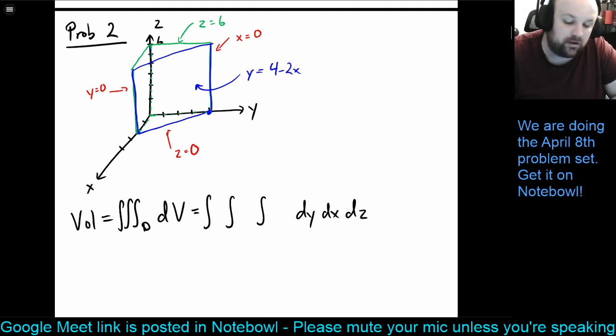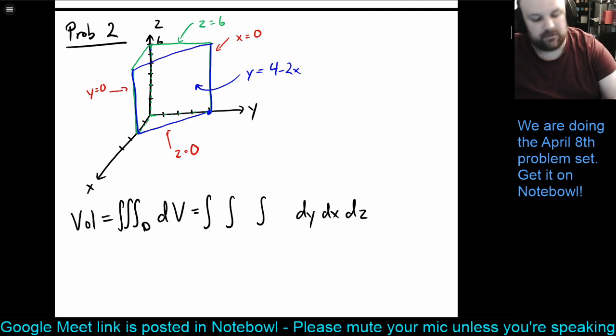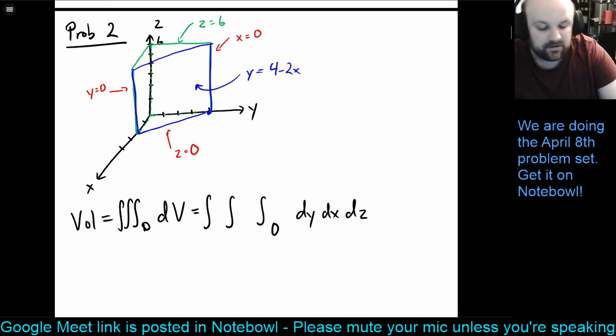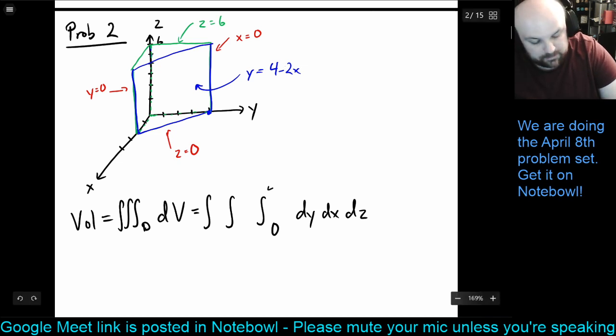So if we're going to do y first, we're going from this left edge to the right edge. The left edge is y equals 0, because it stops at that plane y equals 0 on the left here. And if we pick any point there and move to the right, we're going to run into this plane right here, 4 minus 2x. So the upper bound is 4 minus 2x.